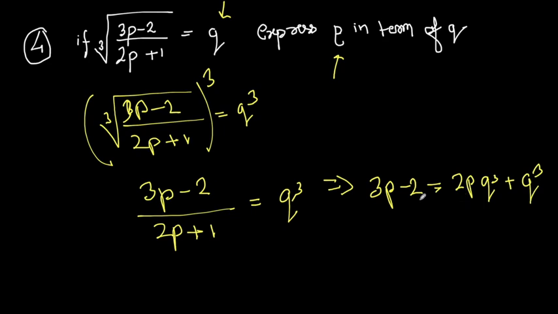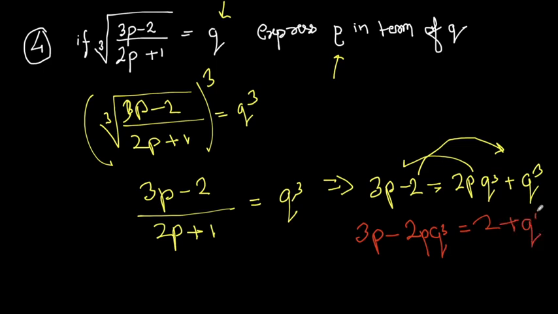Now I will try to bring all the terms with p to one side. So I will bring this one to this side and this one to another side. We are trying to club all the terms with p together. If you do that, you will get 3p minus 2p q cube is equal to 2 plus q cube. This was minus 2, so if it goes to the other side, it becomes plus 2. Now you can take p common and you will get inside the bracket 3 minus 2 q cube, and here it is 2 plus q cube.